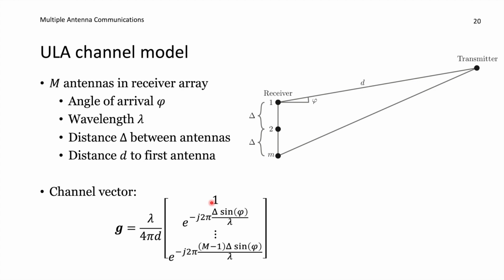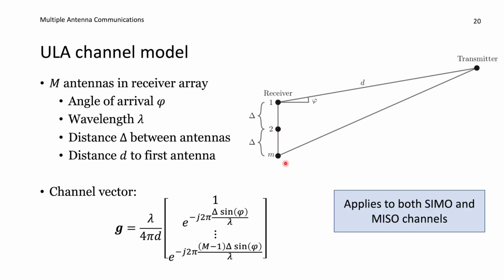There is no phase on the first antenna because we're using it as the reference antenna. But then with respect to that antenna, there are additional phase shifts: delta times sine of the angle of arrival, and then we multiply that with how many antennas away we are. This model was derived for the SIMO channel, but you can also utilize it when analyzing the MISO channel case, because we are just flipping the order of the transmitter and the receiver. The whole concept about near field and far field and Fraunhofer distances applies in that case as well.